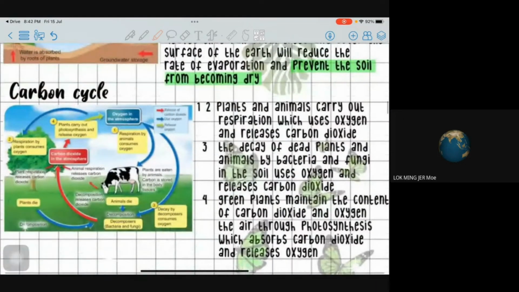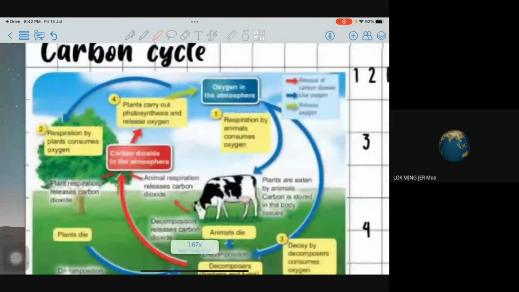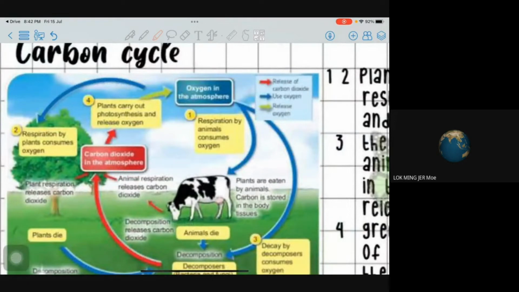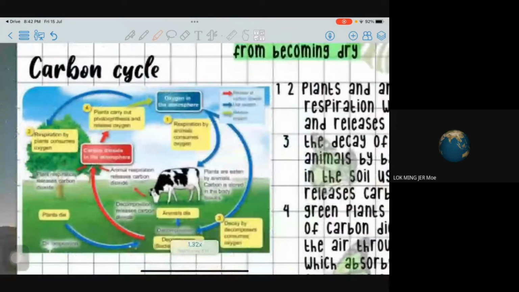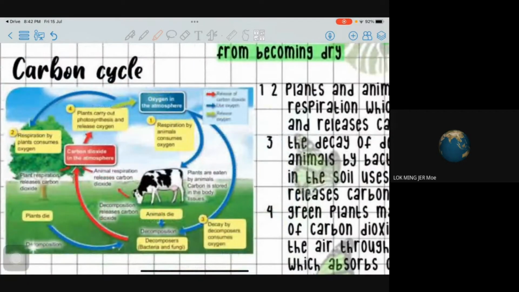And then the difference is the carbon cycle. Carbon cycle is when carbon dioxide is being cycled. For example, animals release what? Carbon dioxide. And then who takes the carbon dioxide? Plants. And then plants release oxygen. Who takes the oxygen back? Animals and organisms like us. So that is the cycle we call it.